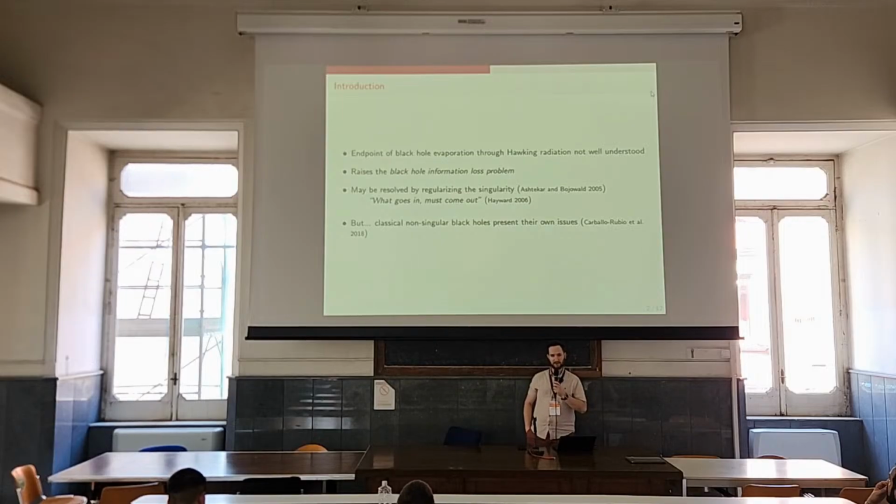The problem here is that a lot of classical models of non-singular black holes have their own issues. Not least of which is that they're not globally hyperbolic. In addition, they're subject to a lot of instabilities, which could lead to diverging terms and possibly introducing new singularities. So in order for regularizing the singularity to actually be a viable solution to the black hole information loss problem, we have to make sure that these issues aren't present in real regular black holes.